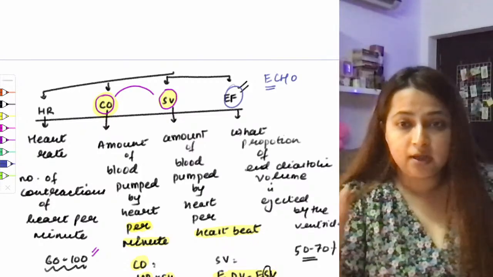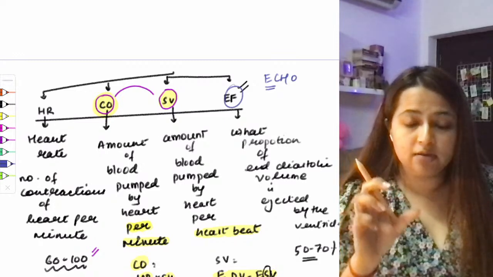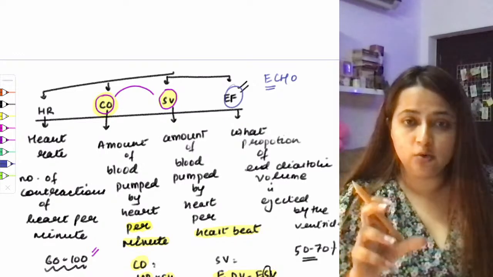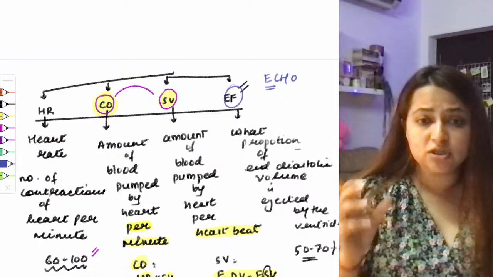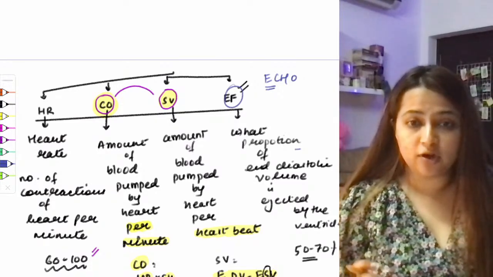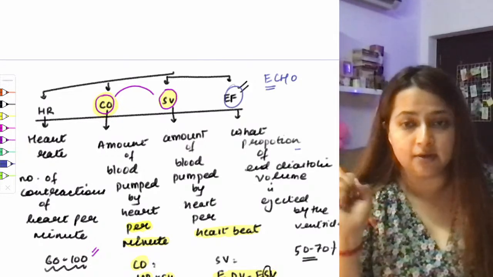Now, how can you come across the ejection fraction? Your answer is by doing an echo. So by doing an echo, you can get the ejection fraction. What is ejection fraction? It is how much proportion of the end diastolic volume is ejected by the ventricle.